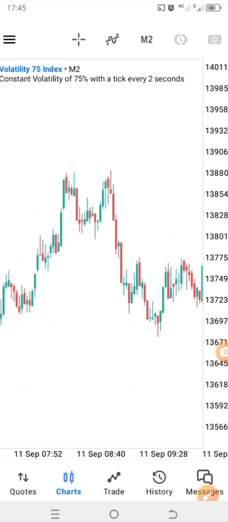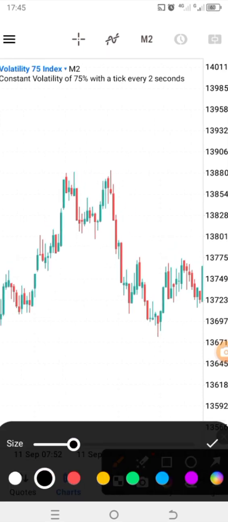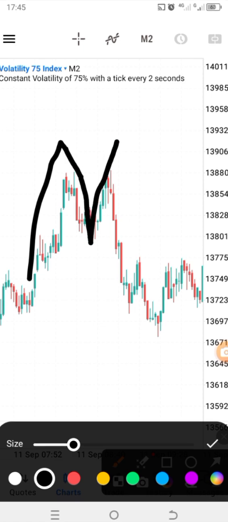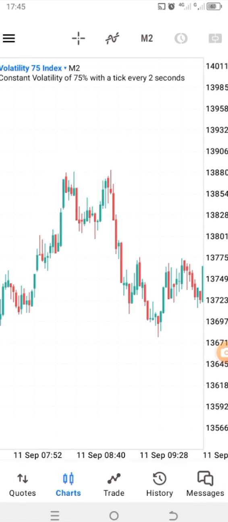So now price created a double top around here. Here is the neckline, another top. It came and broke this neckline. So now, how do we trade this double top? First of all, we are going to use a rectangle tool.